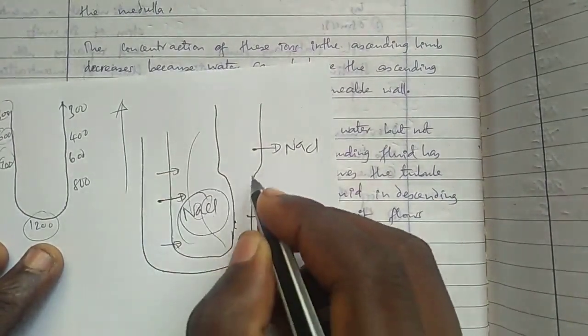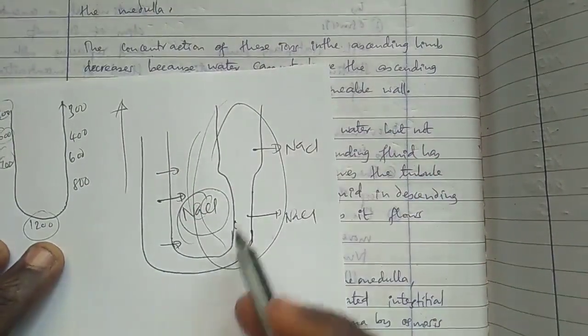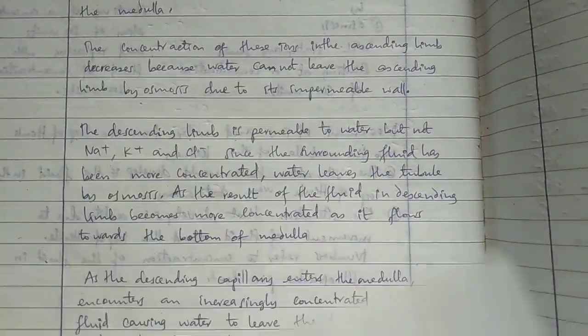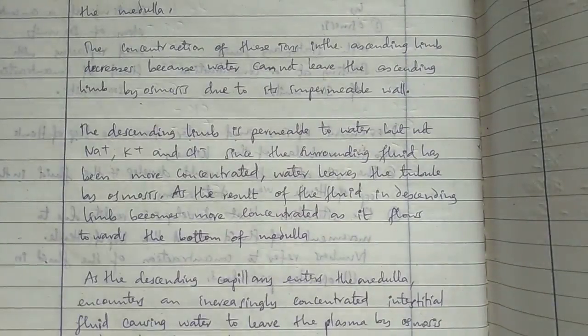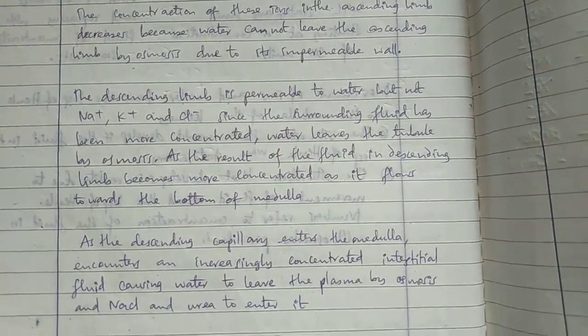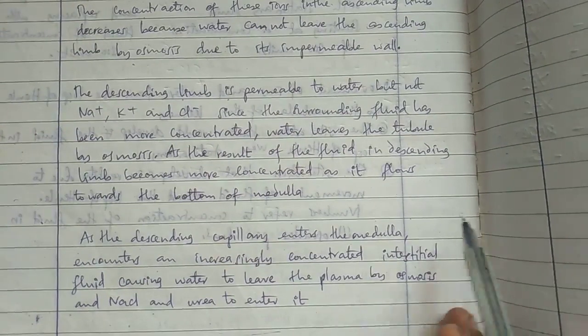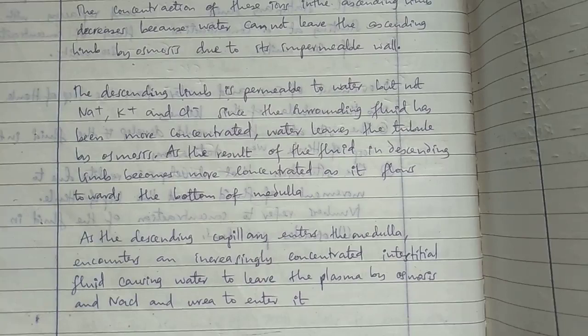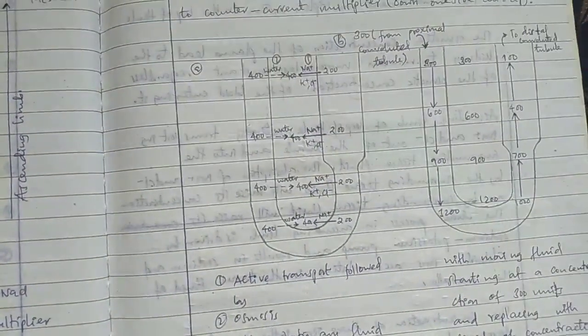Unaona? So mechanism actually inaanzia huku. Ishaanzia huku ndio inakuja kusababisha effect na upande huu. Mechanism haianzi kwenye descending. Unaona? So at the descending capillary into the medulla, encounter an increasing concentration in interstitial fluid, causing water to leave the plasma by osmosis and the sodium chloride and the urea to intake. Unaona? Kwa hiyo kilichopo tu ni kwamba hicho ndicho ambacho kinatokea.